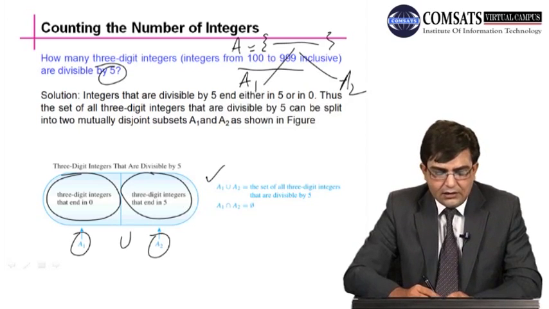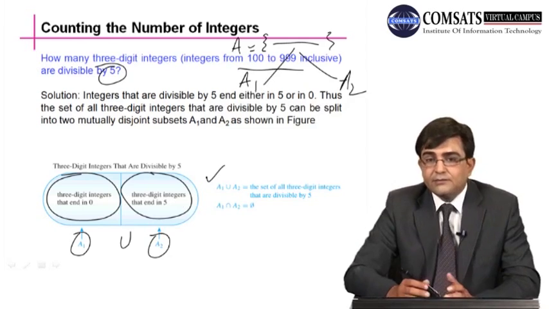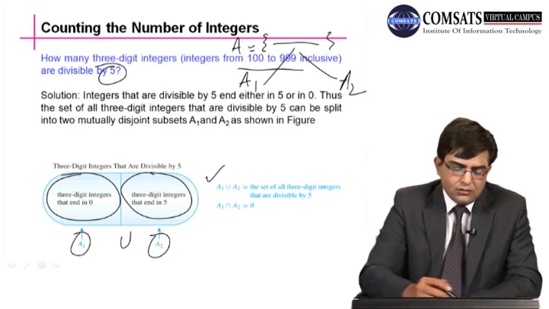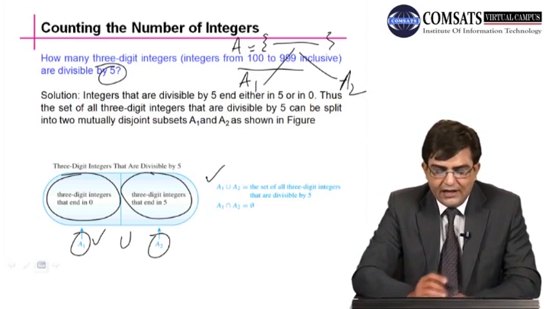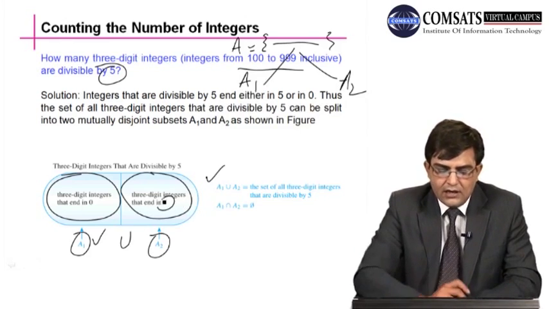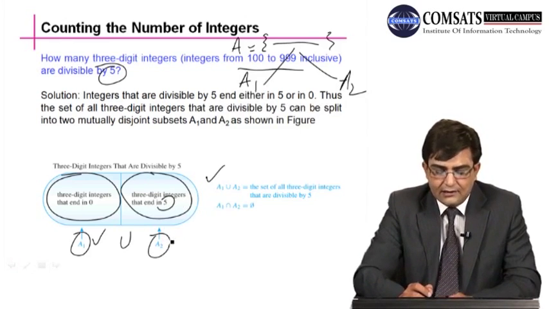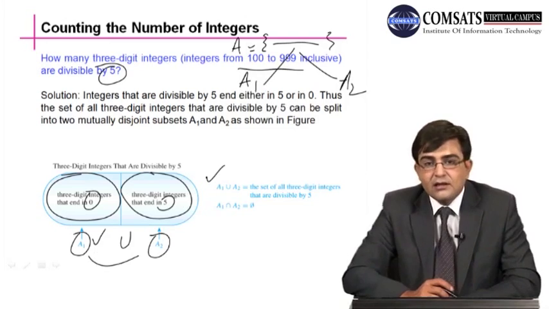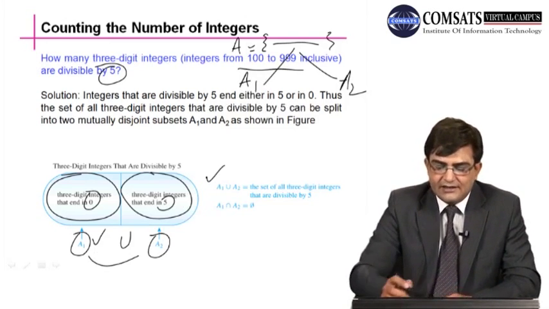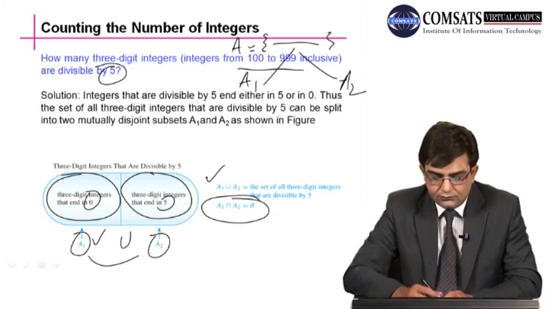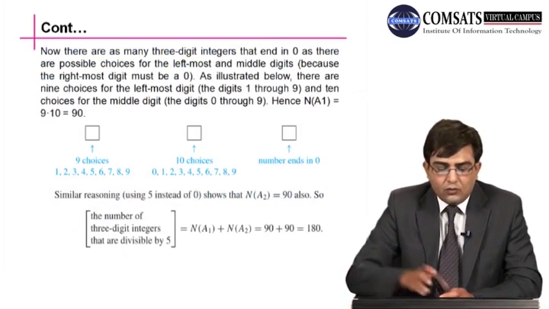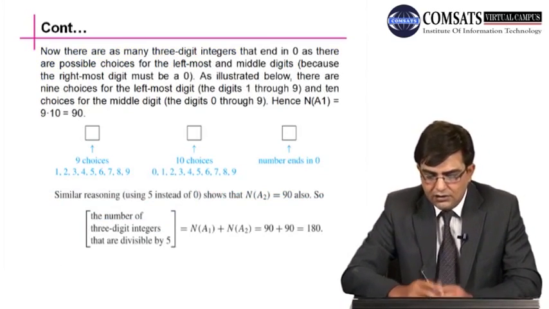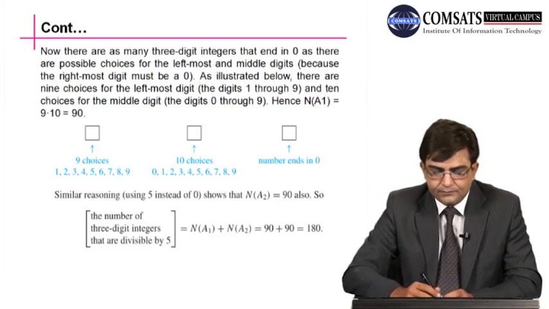All the integers which end with 0 are different from the integers which end with 5. So the set A1 cannot contain any integer which ends with 5, and set A2 cannot contain any integer which ends with 0. Therefore these 2 sets must be mutually disjoint, that is, their intersection must be empty. Now we have to calculate how many integers A1 and A2 contain.